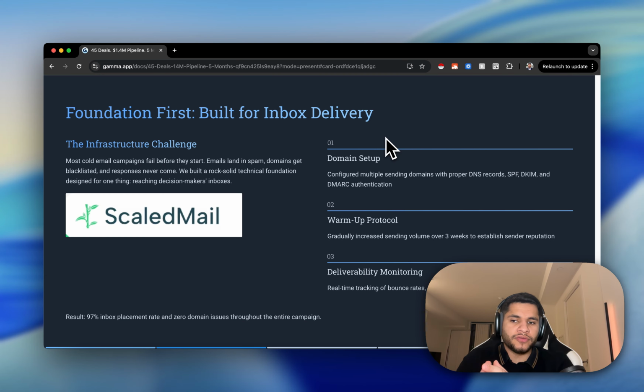And the tech stack that we used for this was Scaled Mail. Scaled Mail allows us to build out an email infrastructure consisting of Google and Outlook inboxes. And you can upload those into a sequencer, like Outreach, SalesLoft, Instantly, Smart Lead. Specifically for this customer, we used Instantly.ai.